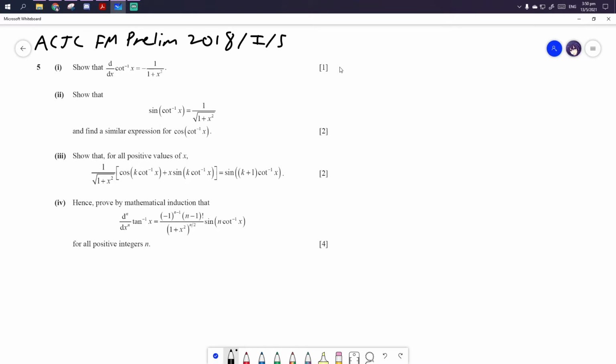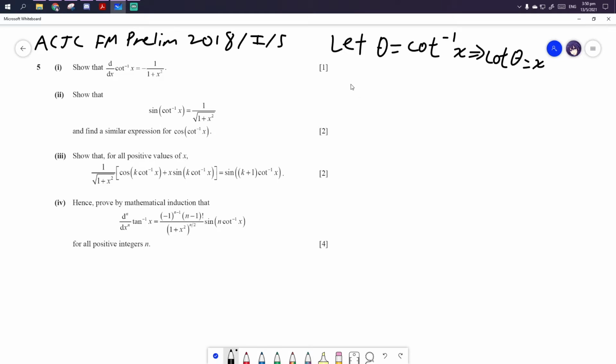So let's go through this together. For the first part, we must show that the derivative of inverse cotangent x is negative 1 over 1 plus x squared. So I'm going to let theta equal cotangent inverse of x. And of course, this implies that cotangent of theta is equal to just x.